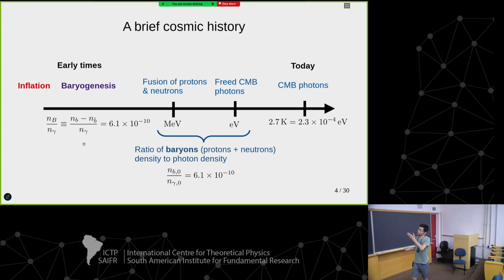So to explain this number, which doesn't look like a huge asymmetry, but is not that easy to explain depending on who you ask, the mechanism is called baryogenesis. And it should happen after the period of inflation, so that you don't dilute this asymmetry.